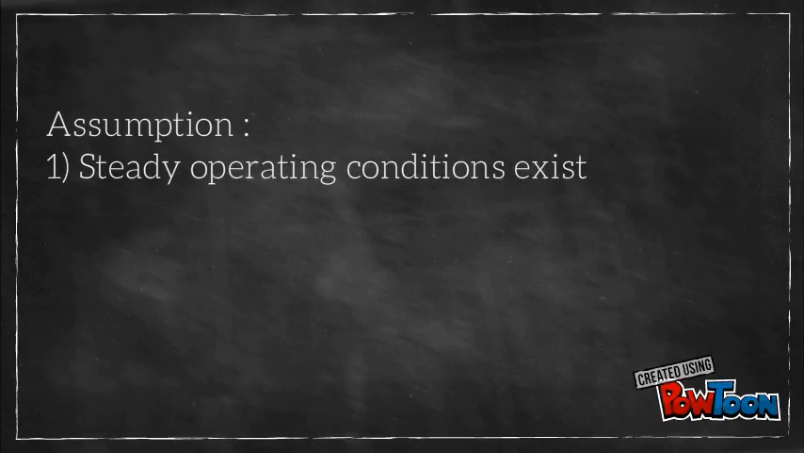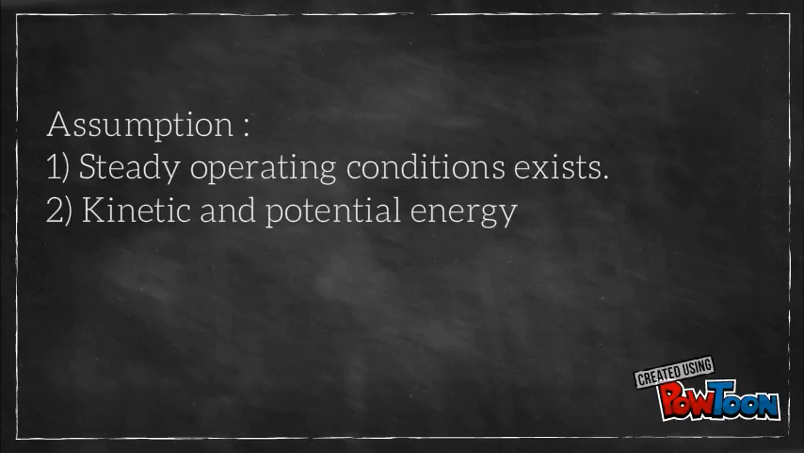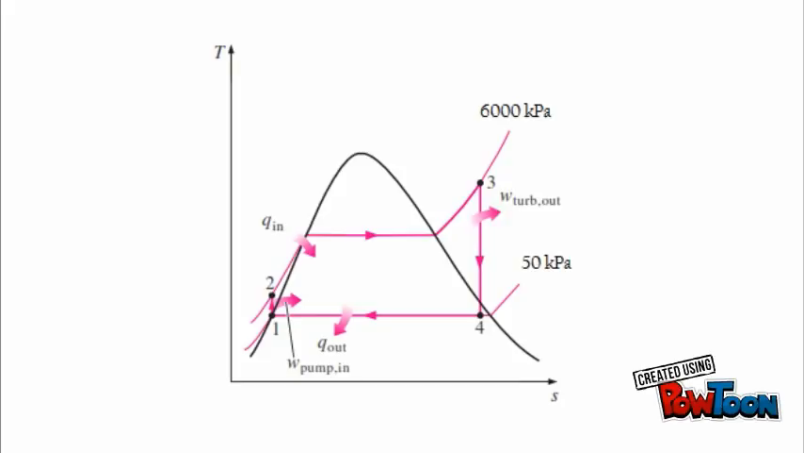Assumption 1. Steady operating conditions exist. 2. Kinetic and potential energy changes are negligible. This diagram shows the Rankine cycle.